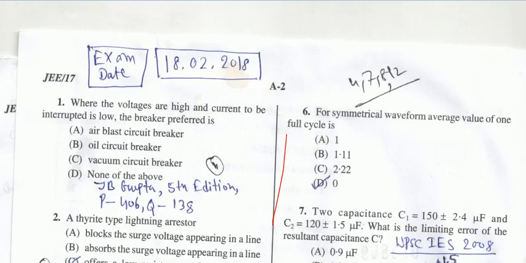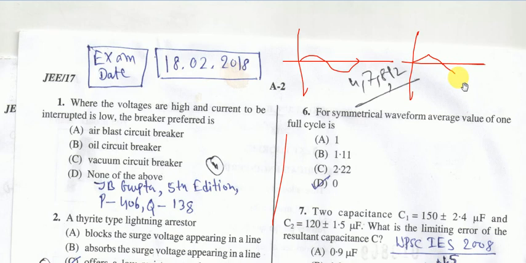Our next question, question number 6, is a very important and very conceptual question. For a symmetrical waveform, what is the average value over one full cycle? What is a symmetrical waveform? A sinusoidal waveform is symmetrical, and a triangular waveform is also symmetrical. The positive half cycle and negative half cycle are equal, which means the waveform is symmetrical.